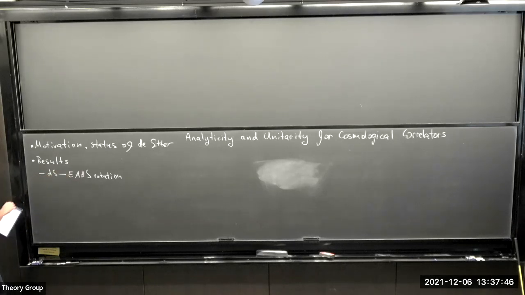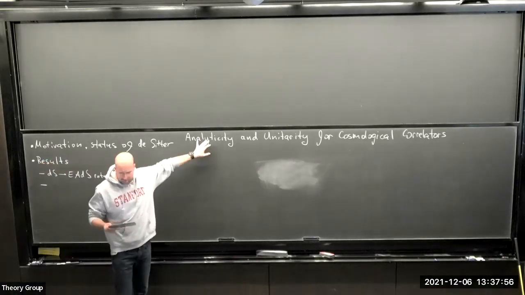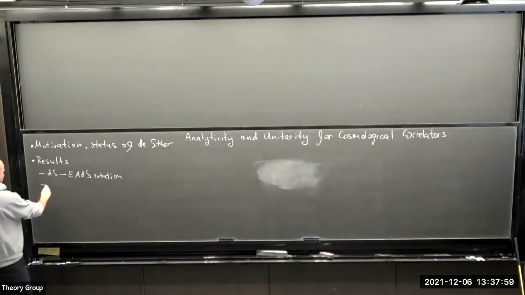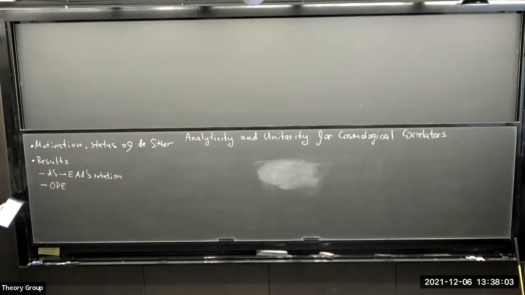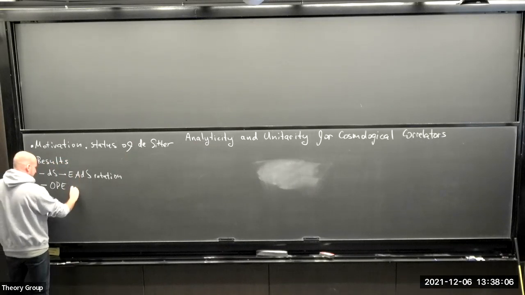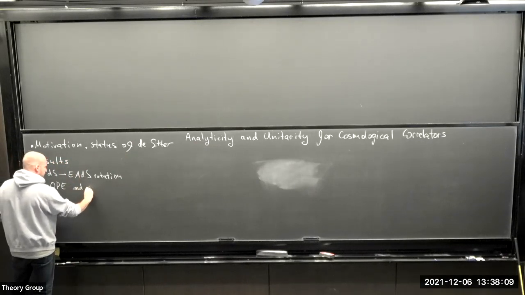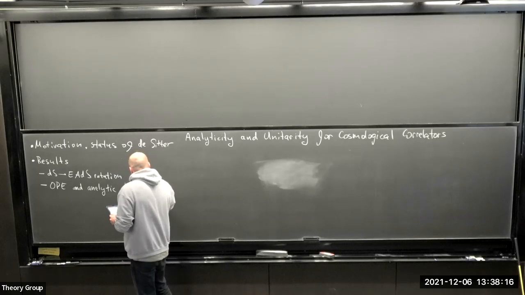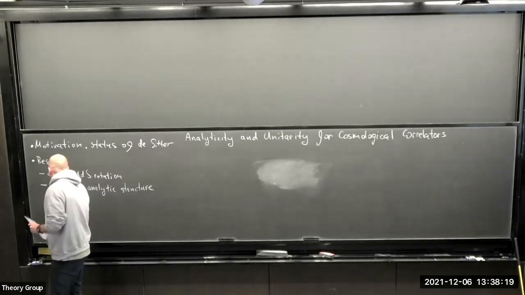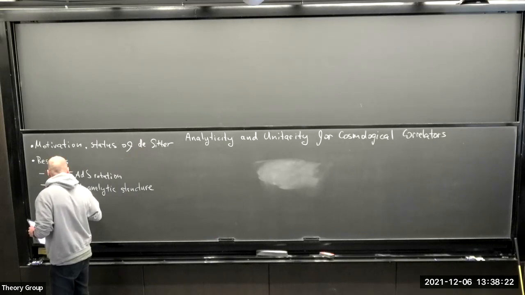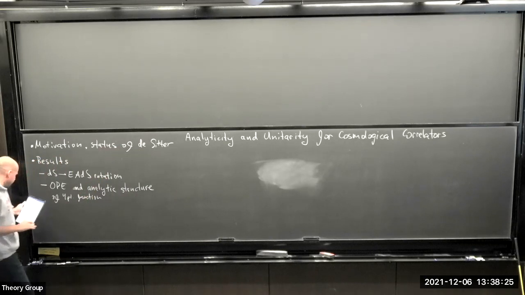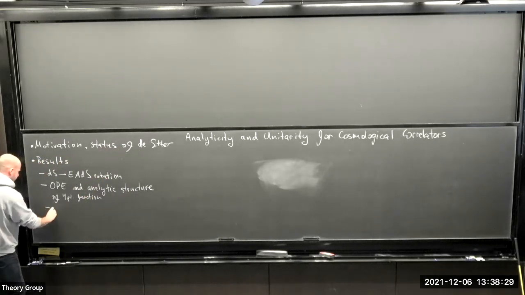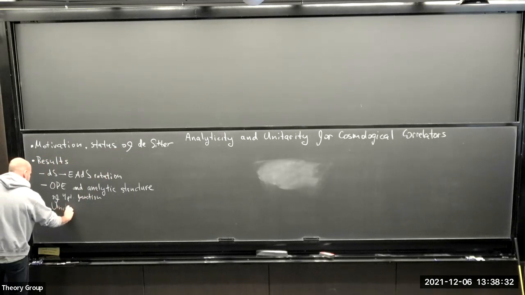Then this tool basically will allow us to do some calculations and study some basic analytic properties of these correlation functions, and we will discover some sort of operator product expansion, or discuss the analytic structure. And then we will focus on the 4-point function, okay? We'll be all about the 4-point function in cosmology.